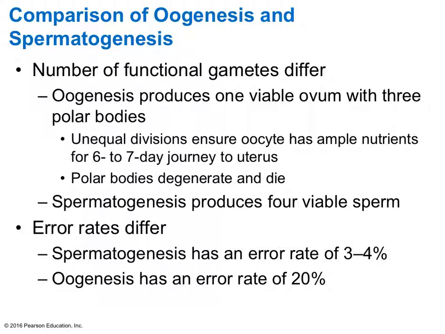And the error rate is significantly higher in the female than in the male process. That is to say that the chromosomes don't segregate properly 1 out of 5 times in oogenesis. So the developed oocyte is going to have the wrong number of chromosomes, whereas that happens a smaller amount of the time in spermatogenesis.